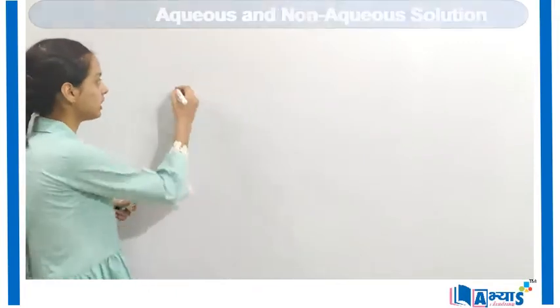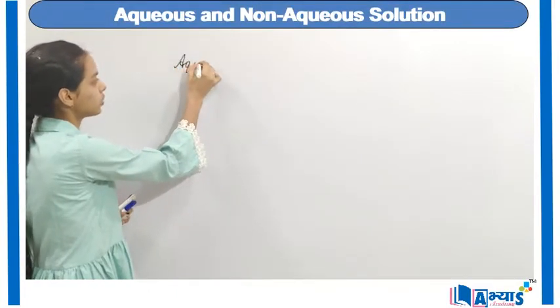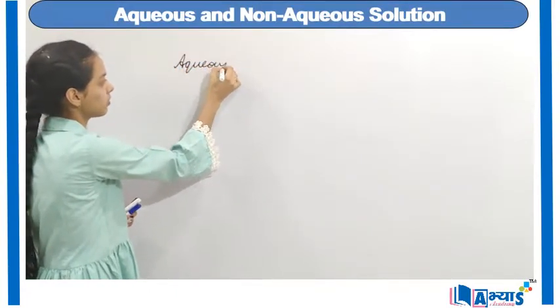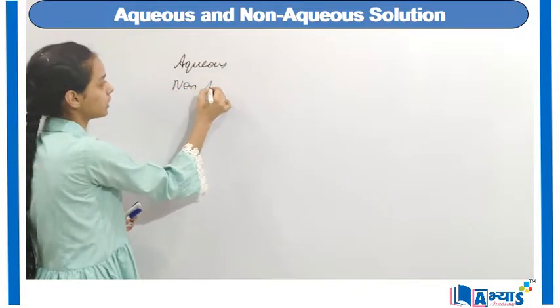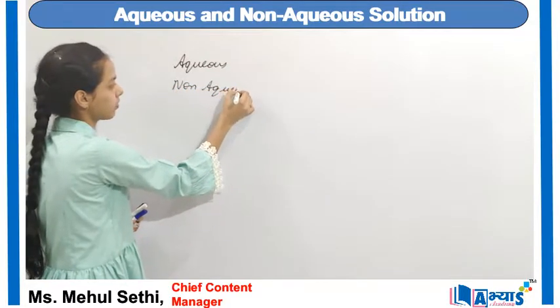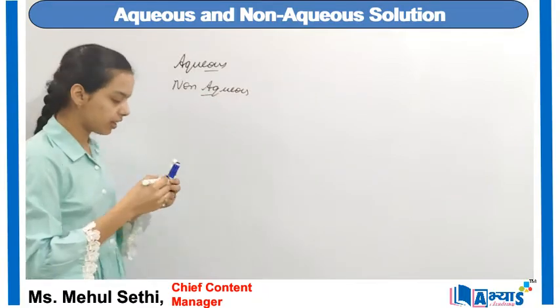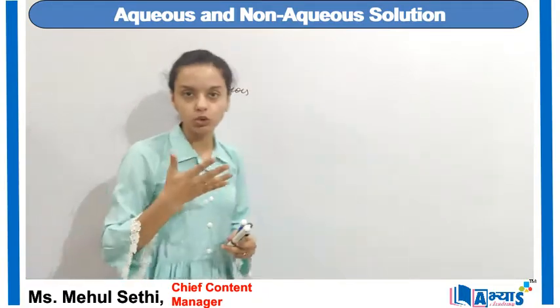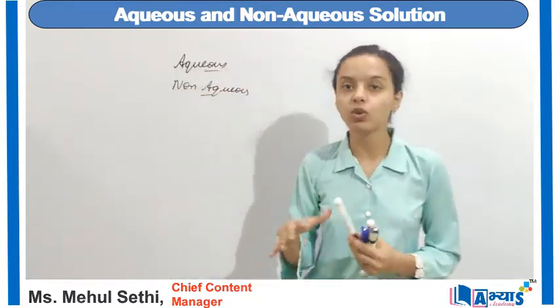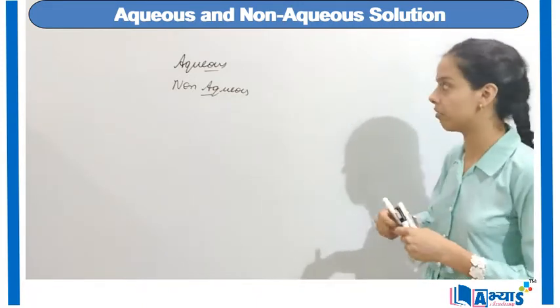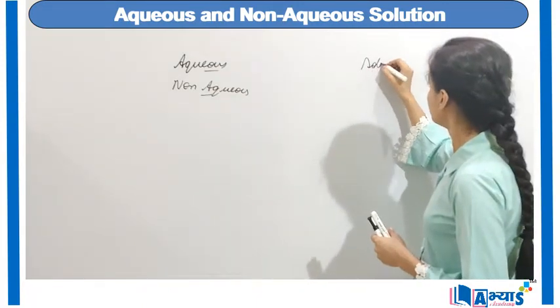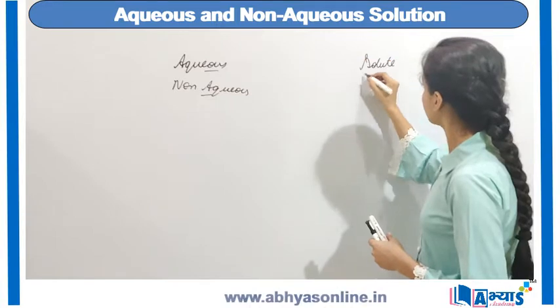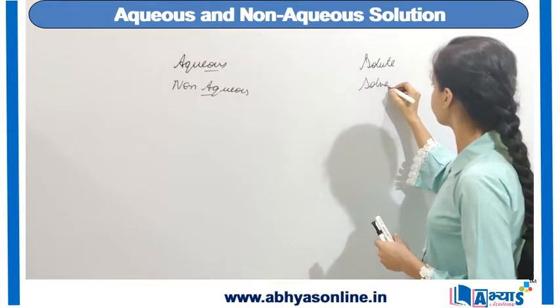Types of solutions, and these are aqueous solutions and the non-aqueous solutions. But before we come to these two types of solutions, we must know what is the solute and what is the solvent. So we have a solute and we have a solvent.